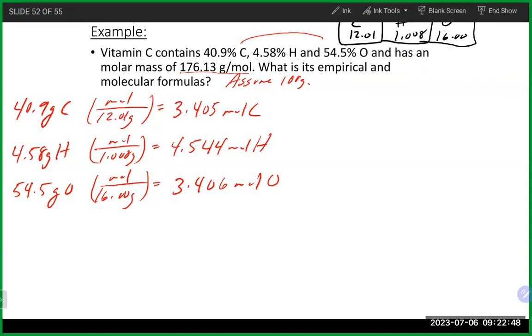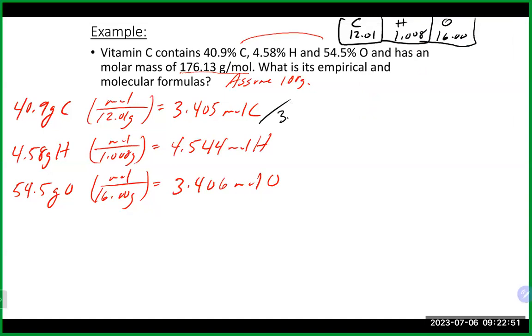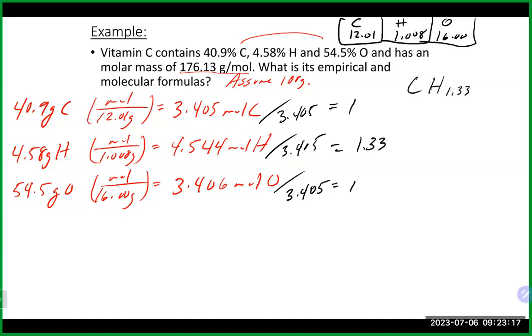We'll go by either of the 3.4s, which is what we should divide by. So we'll divide everybody here by 3.405. So in this case, we end up with an empirical formula of CH1.33O. Once again, that is going to be a little bit of a problem for us as it's not a whole number. So we do need to figure out that factor.